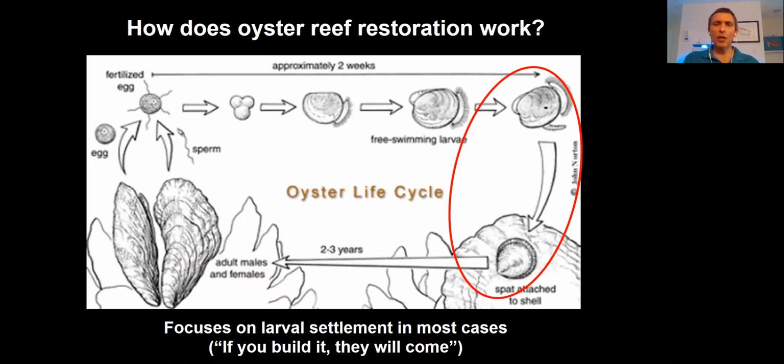After 2 weeks or so, they start to look for a forever home. Their favorite thing to stick to is another oyster shell. How come? Well, if they can find another adult oyster, that's a good sign that they're in a spot that's conducive to the growth of oyster reefs. They are able to smell the smell of a healthy oyster reef. And they use a cement gland to literally glue themselves down to another oyster shell.